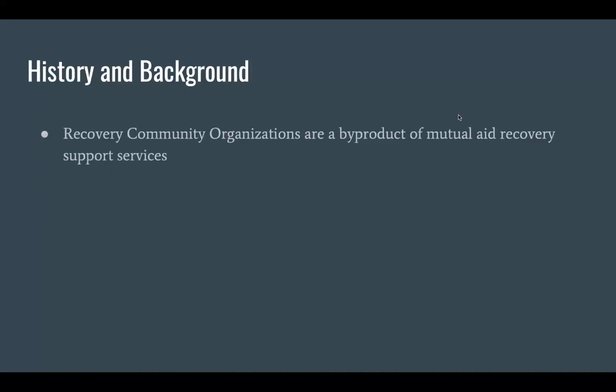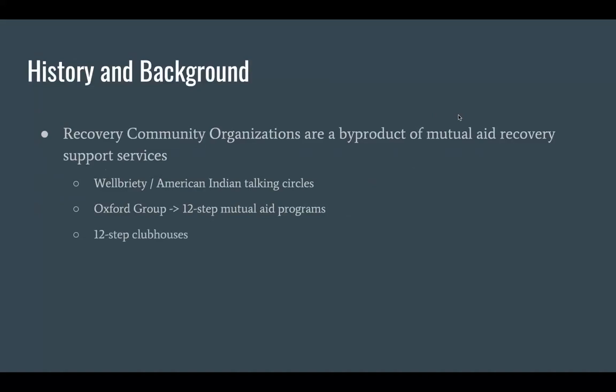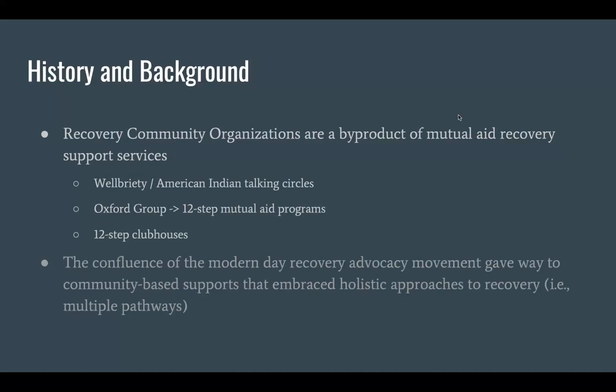For those that aren't familiar, recovery community organizations, of which there are about 120 at last count around the country, are really a byproduct of mutual aid recovery support services. Things like Wellbriety or American Indian Talking Circles, the Oxford Group, which led and gave rise to 12-step mutual aid groups or programs, 12-step clubhouses, which still exist around the country, and the confluence of the modern-day recovery advocacy movement in the early 2000s, which hopefully many of you were a part of, gave way to these community-based supports that embrace holistic approaches to recovery, this concept of multiple pathways to recovery, that there's no one right or wrong way to recover, which began to line up, again, with what we know now exists kind of naturally across the country.